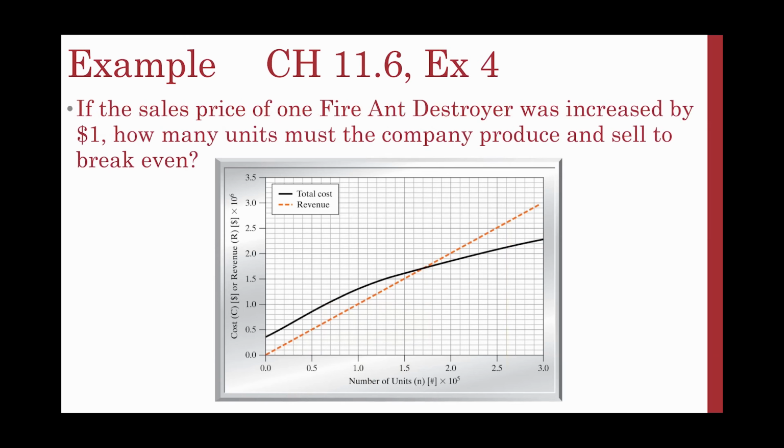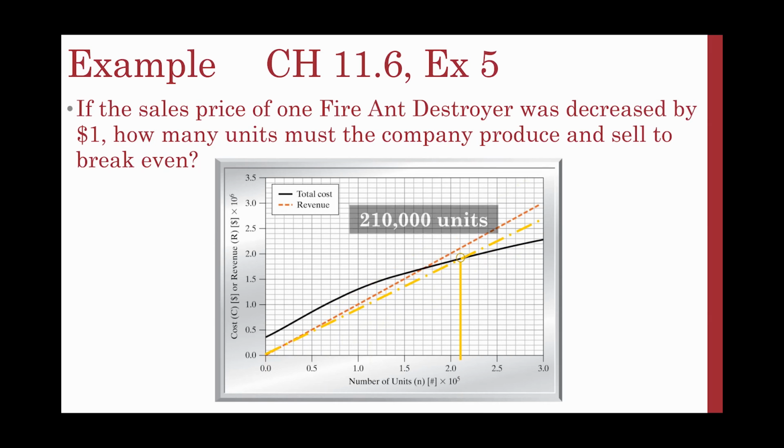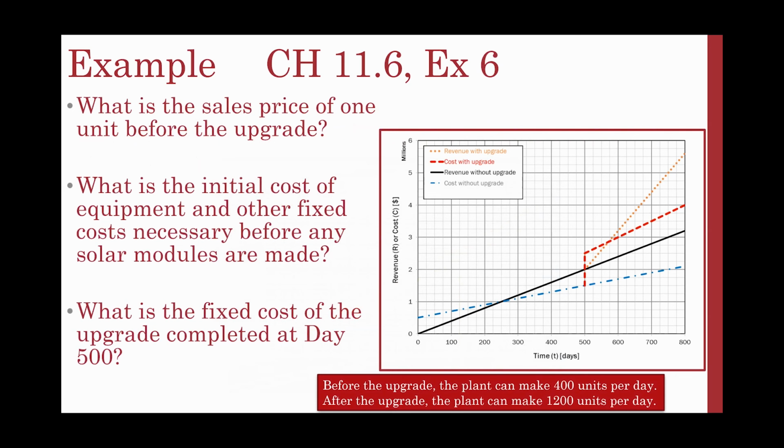If the sales price of one fire ant destroyer was increased by $1, how many units must the company produce and sell to break even? So we actually need to plot a new line with a new slope. If we do that, we get a new break-even point, and the new break-even point is 140,000 units. If it is decreased by $1, we have to change the slope down, and we will get a new line, and our new break-even point is 210,000 units. So you can use these graphs to determine information about your costs.